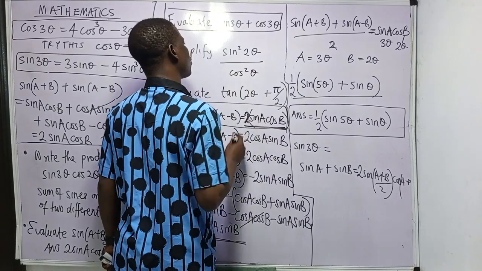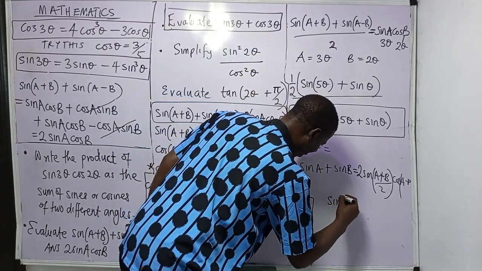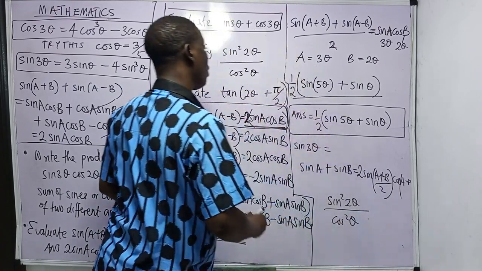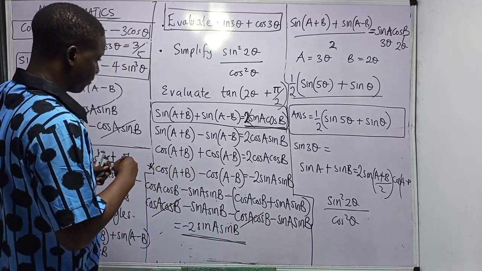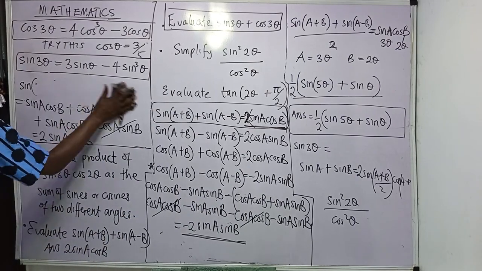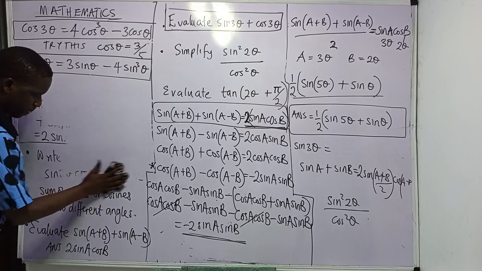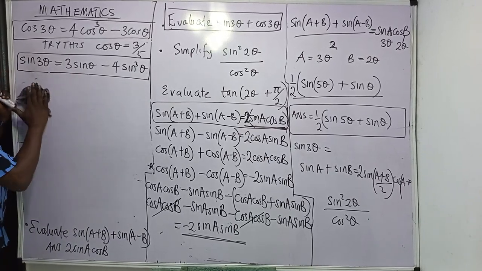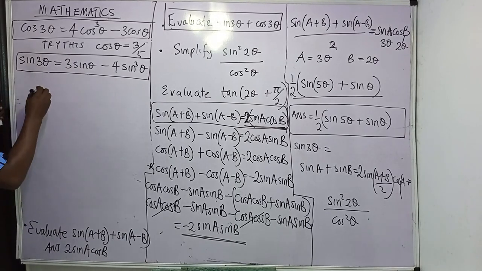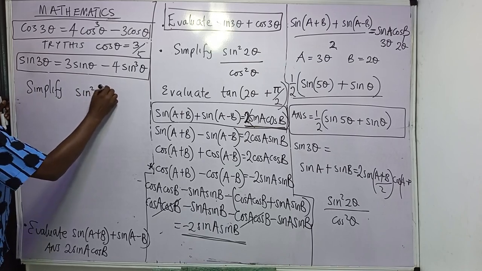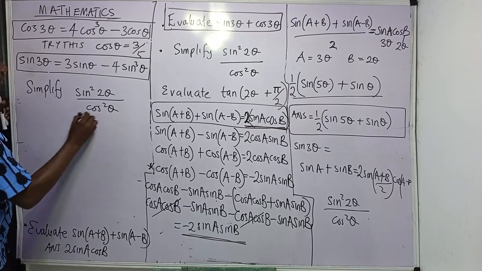Now we say sine square 2 theta over cos square theta is what we want to evaluate. The last thing. Now, in this analysis, we must be very, very careful, in the sense that there is a square there and there's a 2 theta there. So, in simplifying this, simplify sine square 2 theta over cos square theta.